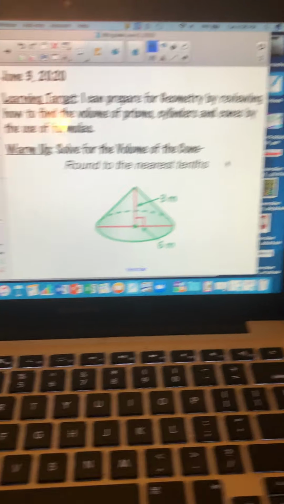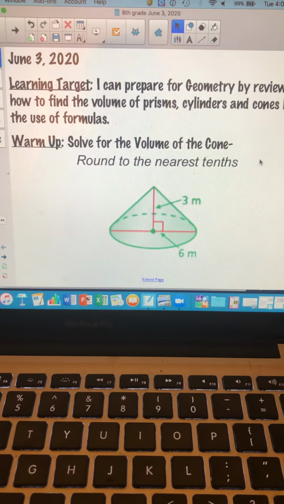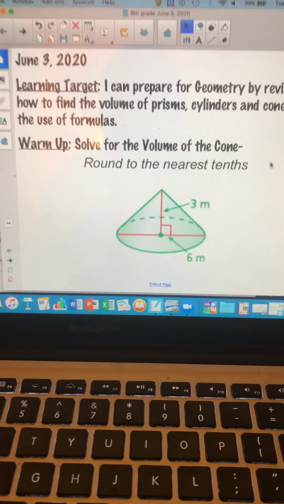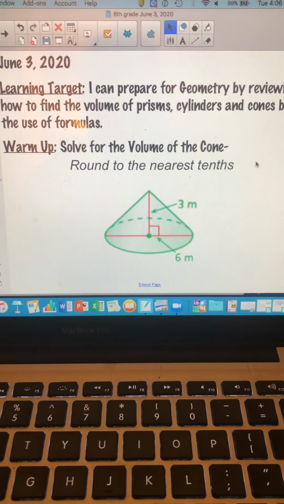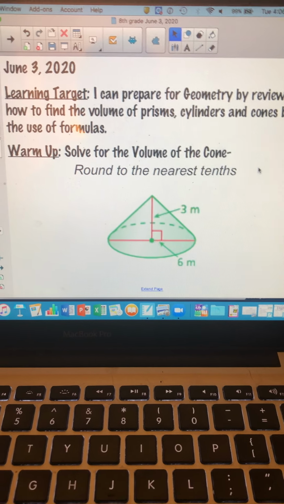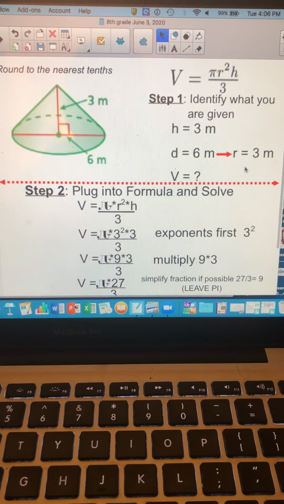Okay, so the lesson's here. I'm going to use my bigger version just because I think it's easier for you guys to see. So the warm-up asks you to find the volume of the cone. This is what you practiced yesterday, round to the nearest tenths. Most of you did very well on this, so I was happy to see your success with that.